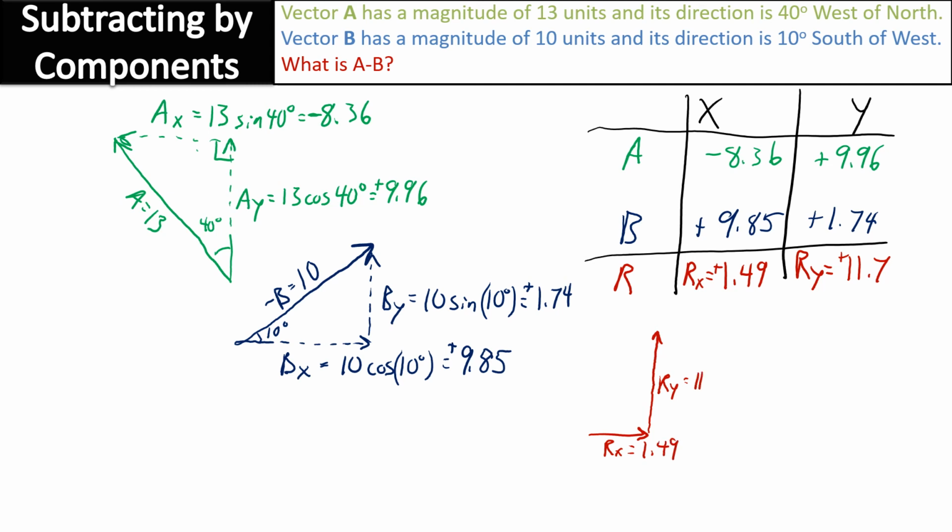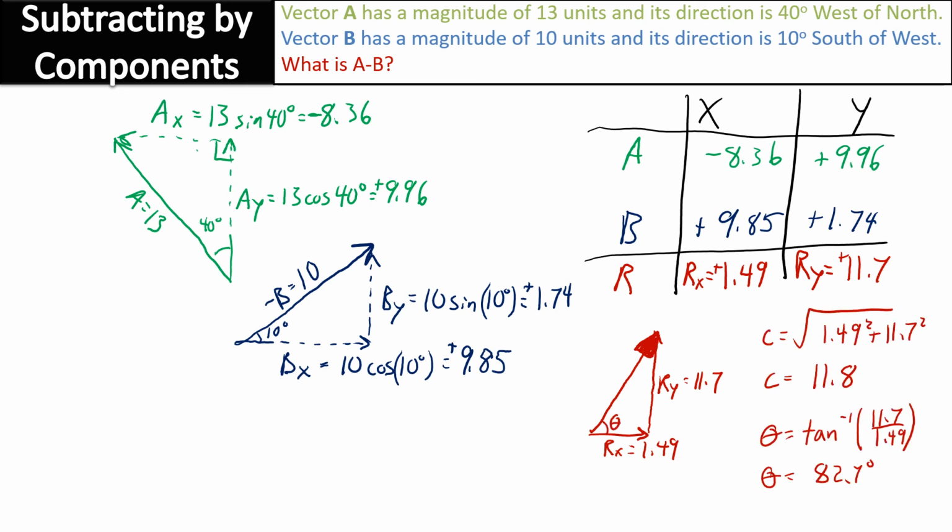And now we're ready to find our resultant using the Pythagorean theorem, and we're going to find this angle with the inverse tangent. So you get an answer of 11.8 units, 82.7 degrees north of east.